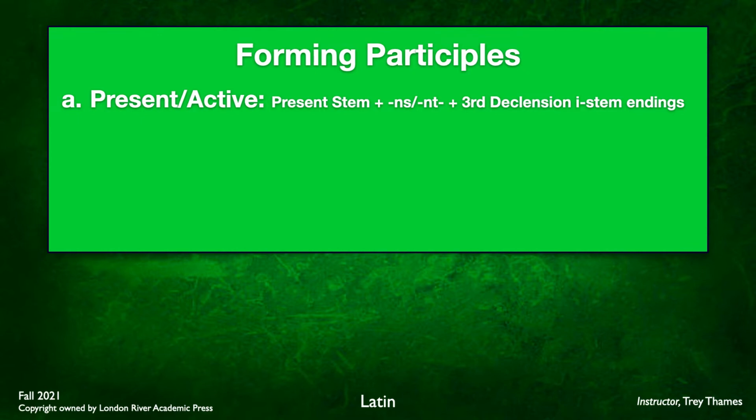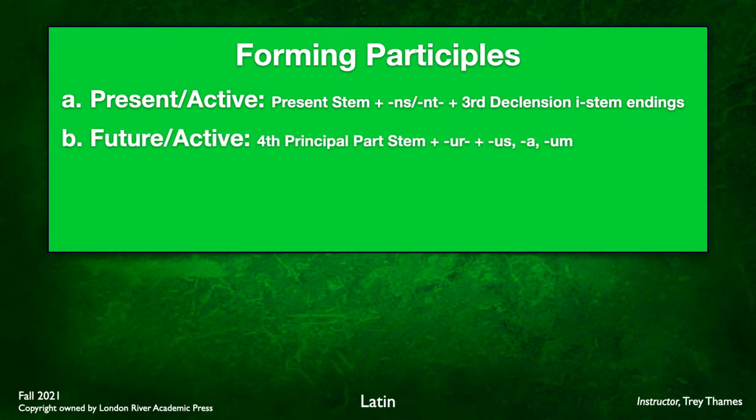And then these connecting consonants will be joining the base to third declension I stem endings. So present stem plus an ns or nt plus third declension I stem endings. We'll look at the forms in a minute. It'll all become clear as mud, hopefully. Much clearer, hopefully. Now, the second tense we will have in Latin participles is the future tense active voice.